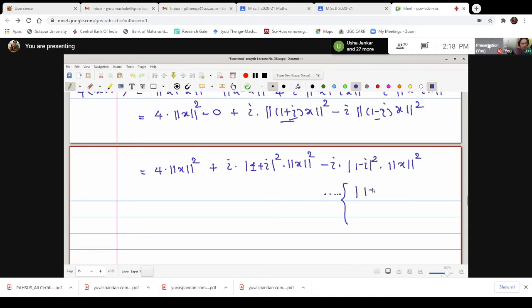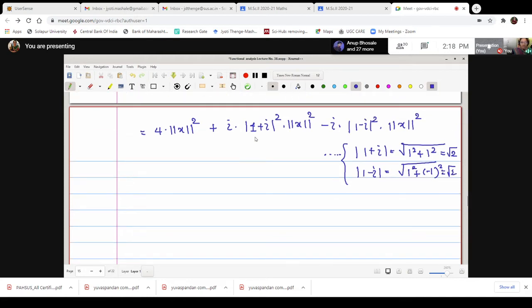Modulus of 1 plus i. Whenever we are finding the modulus of a plus ib, this is under root a square plus b square, no? Therefore here it is under root 1 square plus 1 square. Therefore I write this is under root 2. Same thing for modulus of 1 minus i: 1 square, b value is minus 1 bracket square. Therefore again it is root 2. Therefore we will substitute modulus of 1 plus i as root 2 and modulus of 1 minus i as root 2.